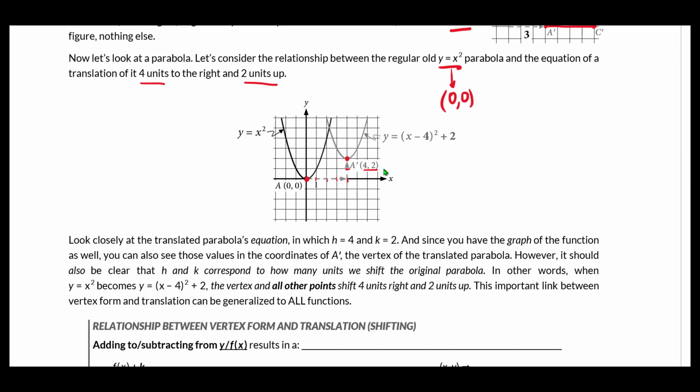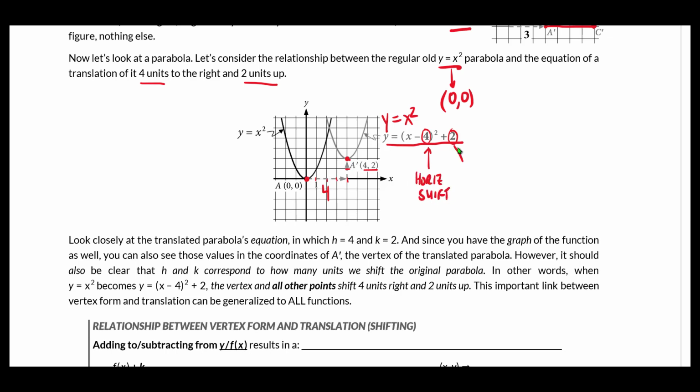We know that if all we did was move this parabola, without stretching, compressing, or flipping it, then all points went 4 to the right and 2 up. Of course, we can see that in the vertex here, and we can see it in vertex form: instead of y equals x squared, we now have y equals (x minus 4) squared plus 2. We can see that that 4 corresponds to the horizontal shift.